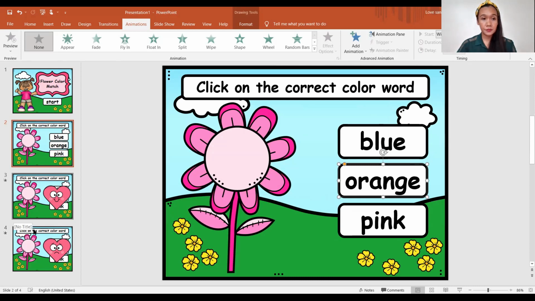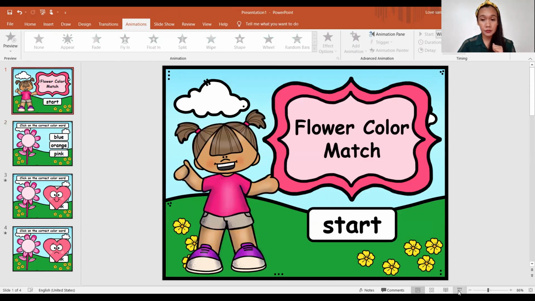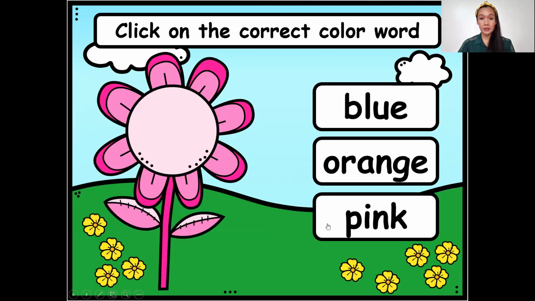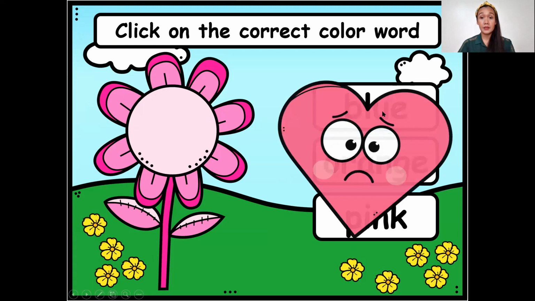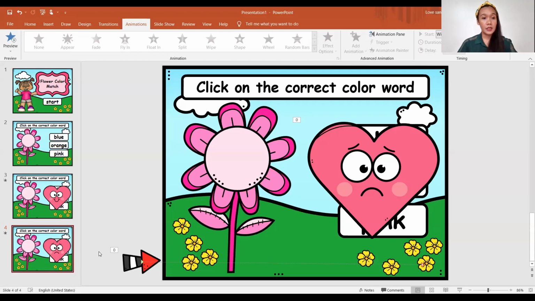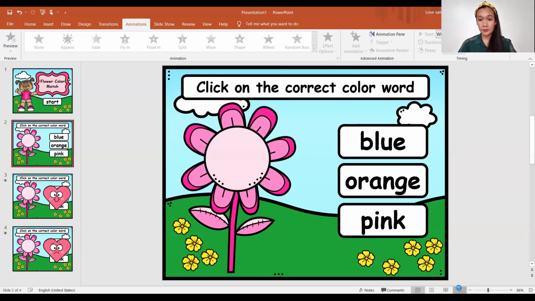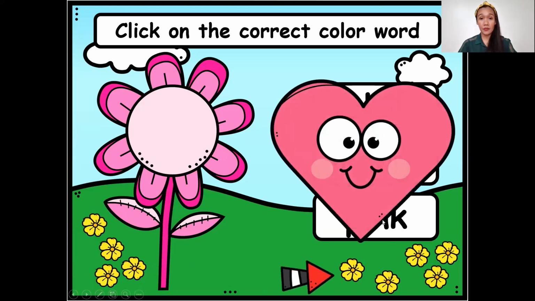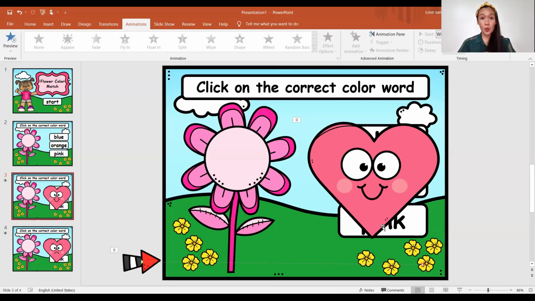Now, let's imagine, let's do the slideshow. So Flower Color Match. Start. Click on the correct color word. So let's pretend we don't know. Let's say blue. See? The sad face will appear. Okay? And then let's try one more time. If it's correct, pink, then the happy face sticker will appear. Perfect. But one important tip.